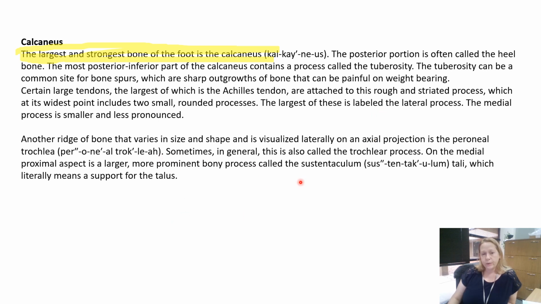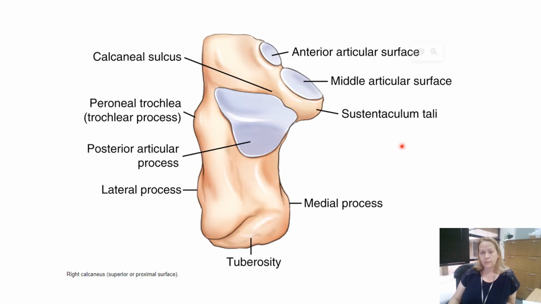Another ridge in the bone that we're going to look at is the peroneal trochlea and the sustentaculum tali, which is the support for the talus. Here we are looking at the superior surface of the calcaneus. Here is the medial process and here is the lateral process. This would be like if you were looking down directly at your foot and looking at the calcaneus from the top down.